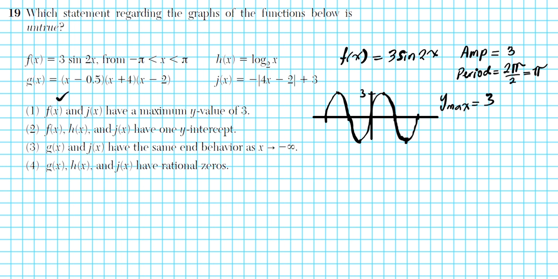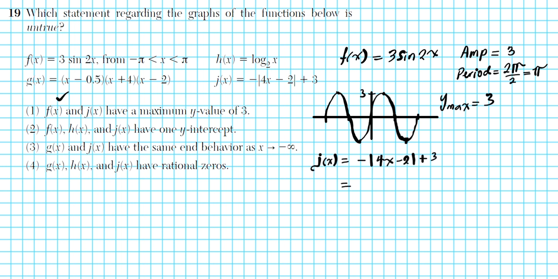Is that the case with g of x? Is the maximum 3? So let's graph that one too. You can graph it with your calculator, but let me just do it by hand. When you graph with your calculator, it's easy to see what the maximum value is. So g of x is your absolute value function, negative absolute value of 4x minus 2, plus 3.